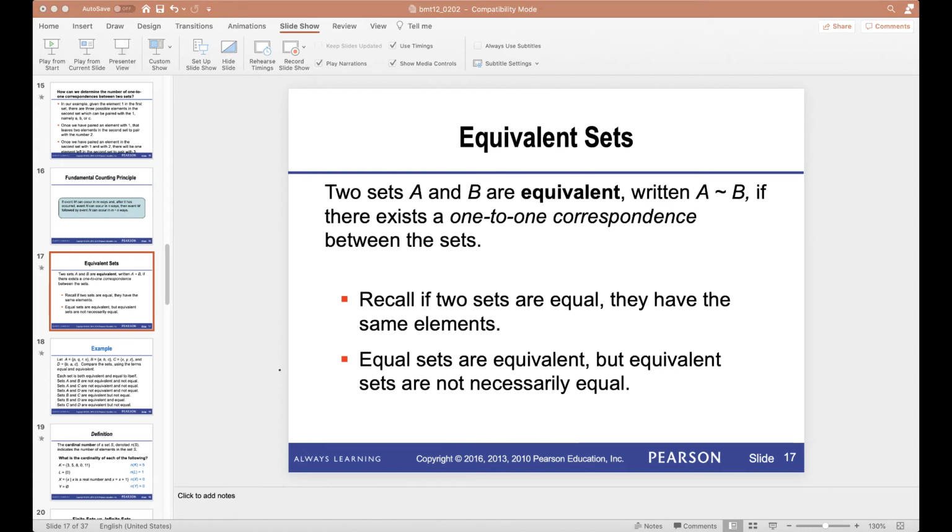So now if I did the same idea and I said A is equal to {4, 5, 6}, and B is equal to {1, 2, 3}, is A equal to B? No, it's not. Is A equivalent to B? Yes, it is, because you can do a one-to-one correspondence, right? I didn't really aim there, but you get the point.